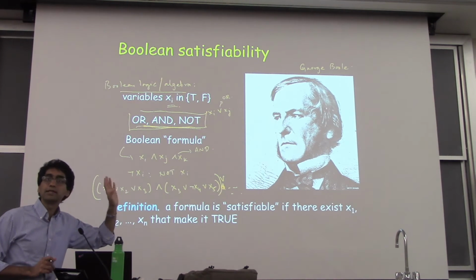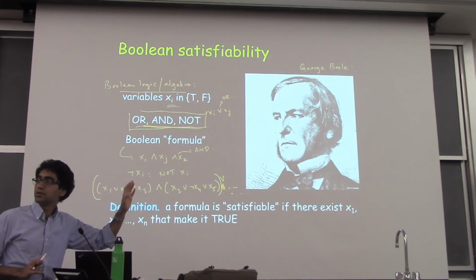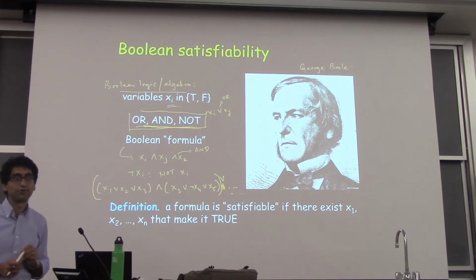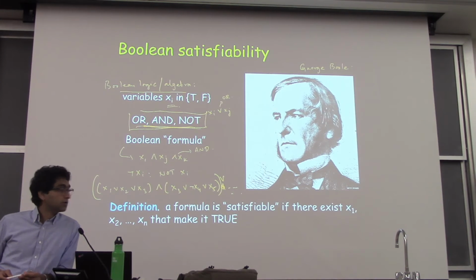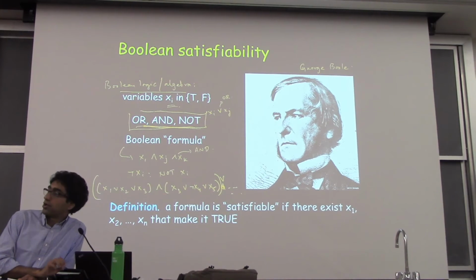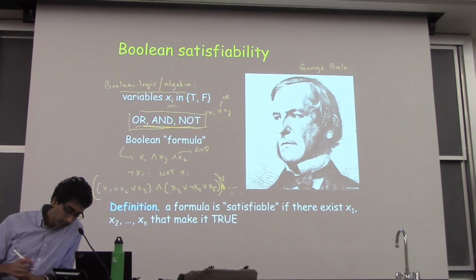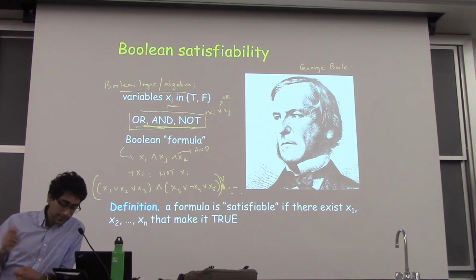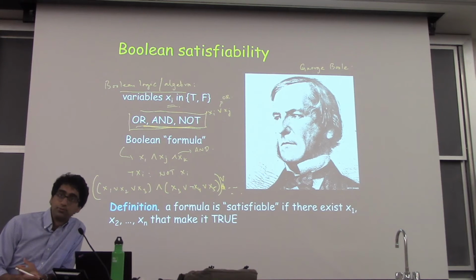So does anyone have a question about what Boolean formulas are? Because I'm assuming all of you have seen this before. A Boolean formula is just an expression that is formed by ands, ors, and nots of these variables. So that's the formal definition. Now, once you have a formula, you can ask, do there exist true or false values for these variables xi such that the whole formula becomes true?